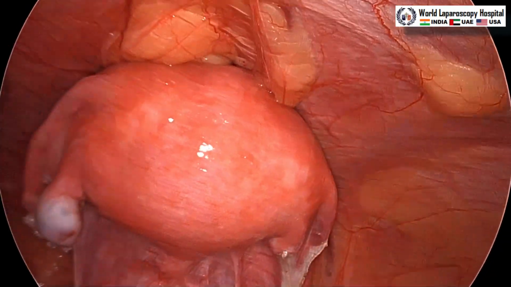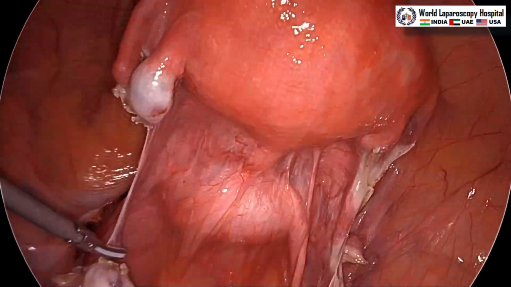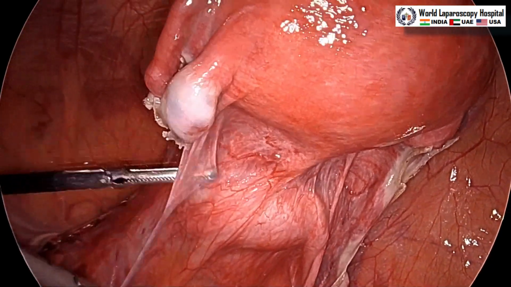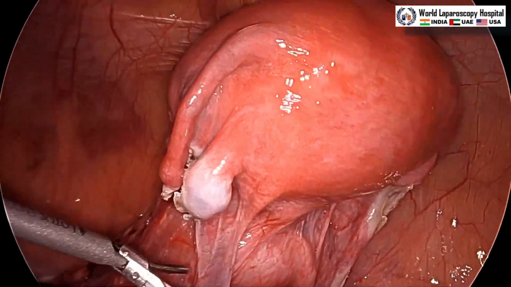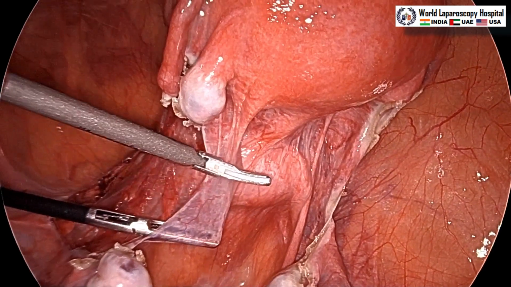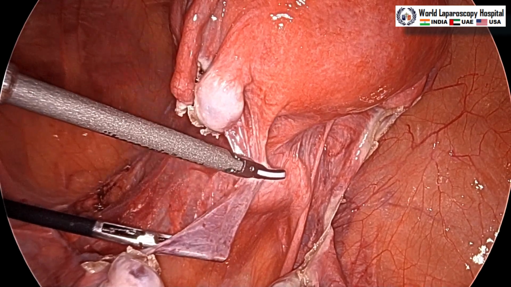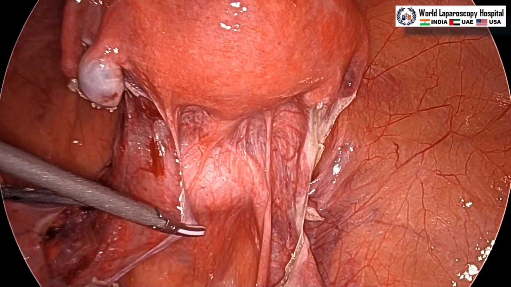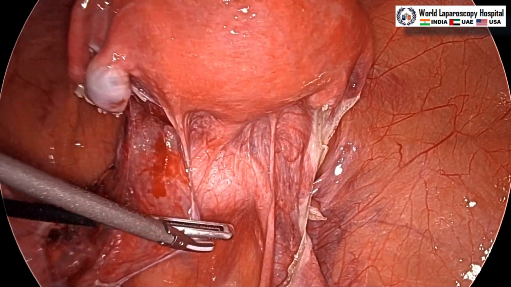Now, this is the posterior leaf of the broad ligament. Again, similarly, the left hand should keep it stretched and we will open the posterior peritoneum. The uterus should be at 1 o'clock position and it should slowly move from 1 to 12 and 11 o'clock position.